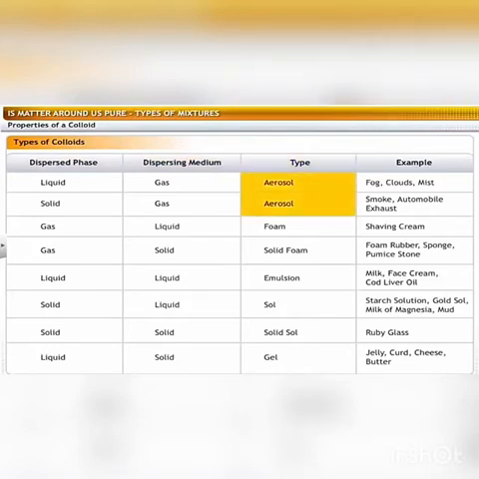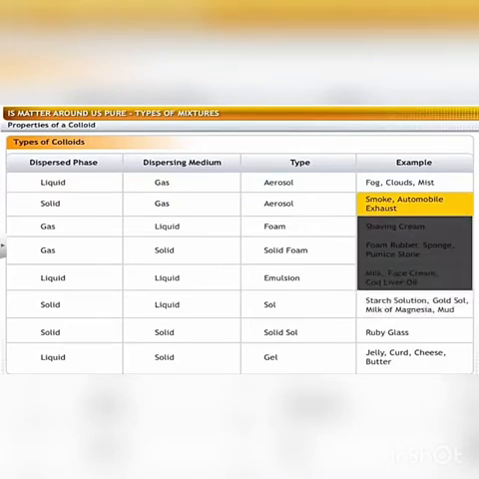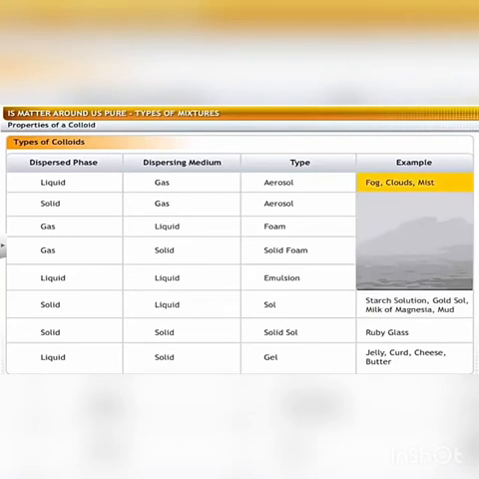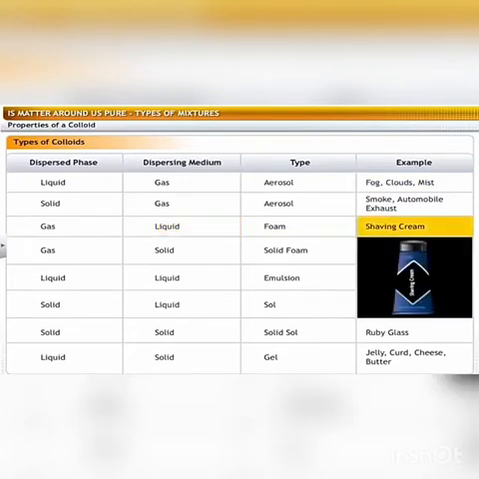An aerosol is a colloid in which the dispersed phase is a solid or liquid and the dispersing medium is a gas. Smoke and automobile exhausts are aerosols in which solid carbon particles are dispersed in air. Fog, clouds, and mist are aerosols in which water is dispersed in air. Foam is a colloid in which a gas is the dispersed phase and a liquid is the dispersing medium. Shaving cream is an example of foam in which air is dispersed in water or alcohol.